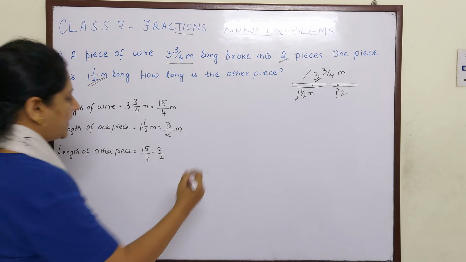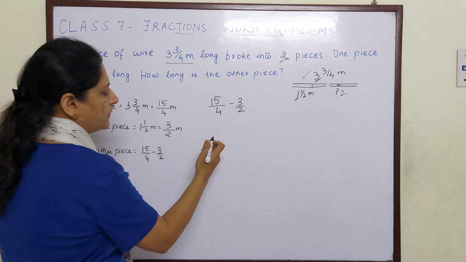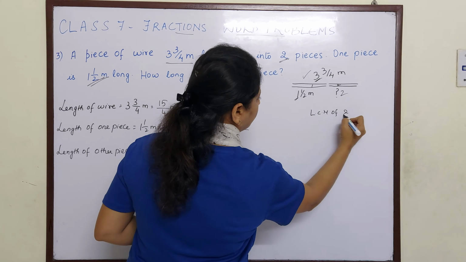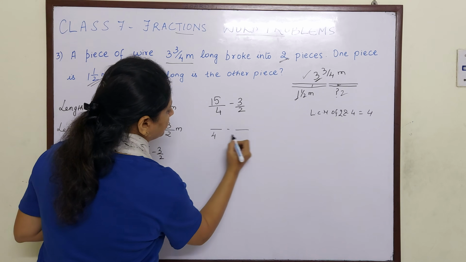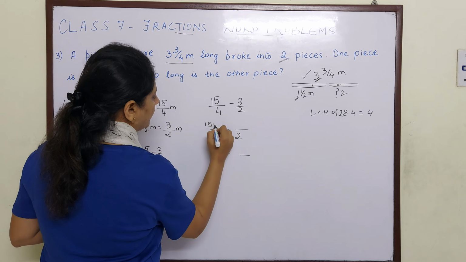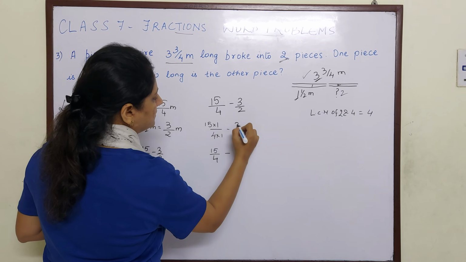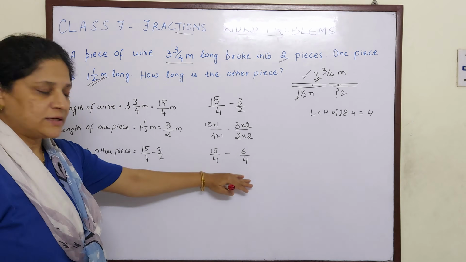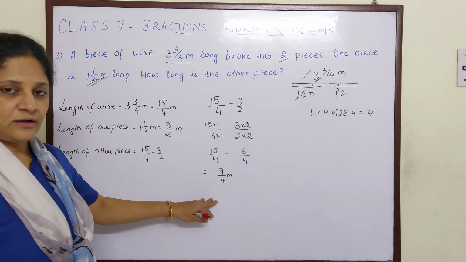So let us start here. 15 by 4 minus 3 by 2. Now we know here the denominators are not equal. So we have to first find the LCM, and the LCM of 2 and 4 is 4. So let us write here 4. Okay. So how to make it equal, children? 4 ones are 4, therefore 15 ones are 15. 2 2s are 4, that's why 3 2s are 6 by 4. Now our denominators are equal. So 15 minus 6 is 9 by 4 meter. So this is the length of the other piece.